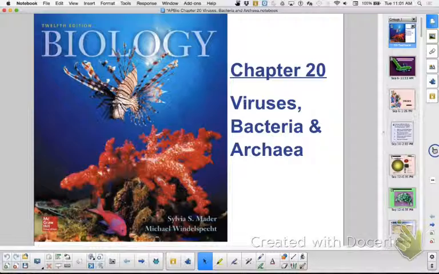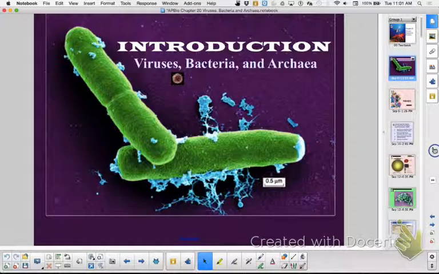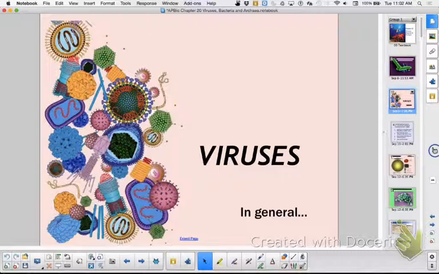You can see these are bacteria, and viruses, obviously much smaller than bacteria. Are viruses alive? No, they're not alive. Do you know how viruses replicate? They have to use other cells to replicate. Okay, good. So we're going to go through and talk about viruses.